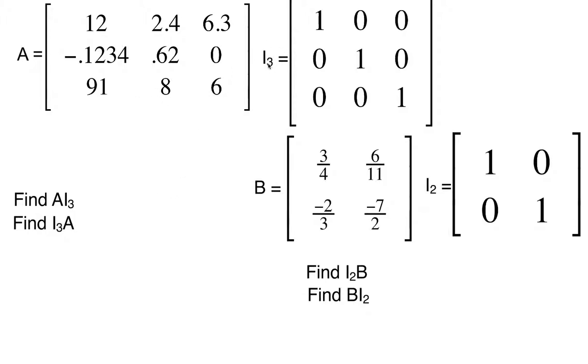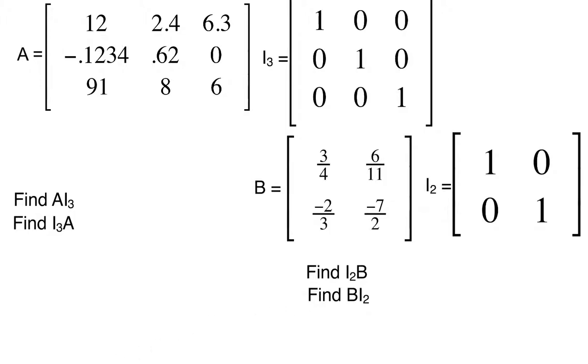On this page, I want you to recognize this I3. That stands for the identity matrix for a 3x3 matrix, for a square matrix. And what an identity matrix is, it has ones in the diagonal and zeros everywhere else. So this is the identity for a 3x3 matrix, and this is the identity for a 2x2 matrix, ones in the diagonal and zeros everywhere else.